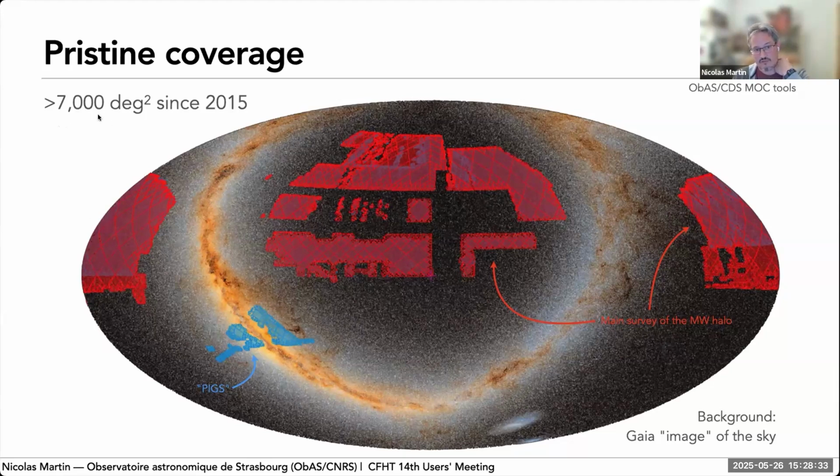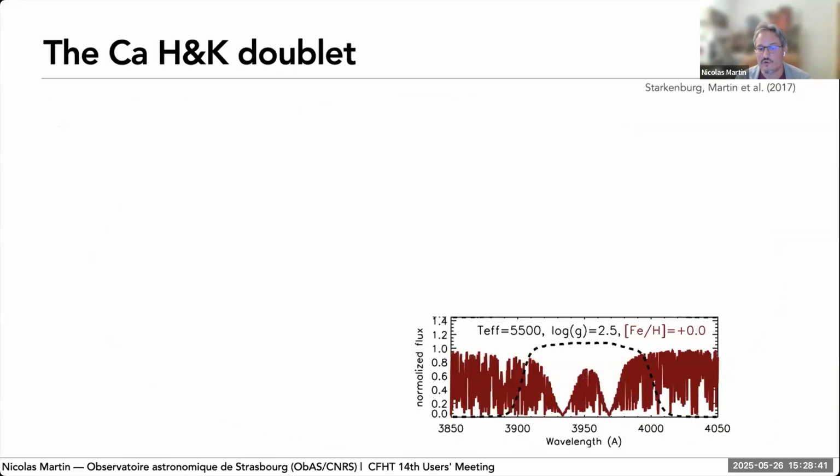At the moment, we have about 7,000 to 8,000 square degrees of coverage in the Milky Way sky, mainly regions away from the disk of the Milky Way. So how does it work? What can you do when you have a calcium HNK observation of stars?